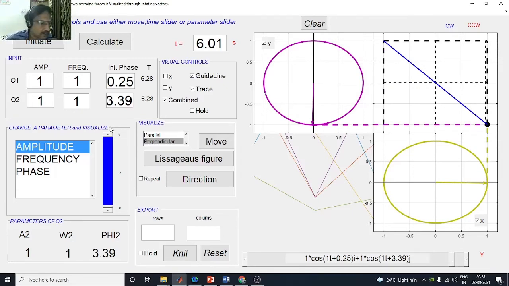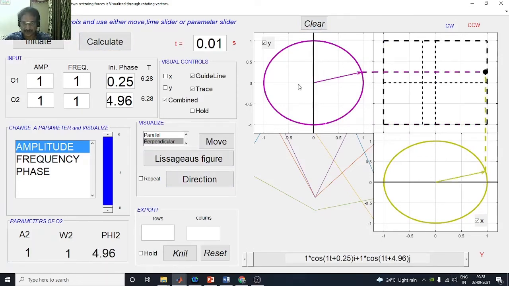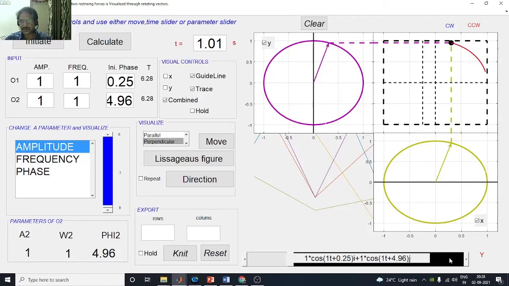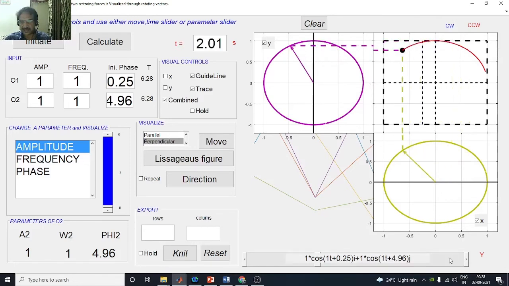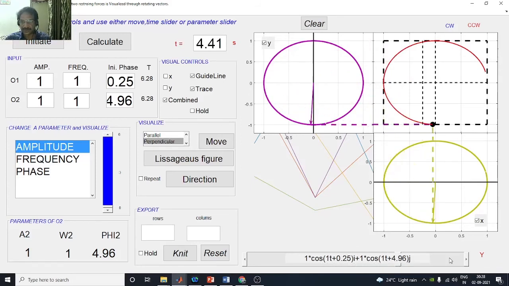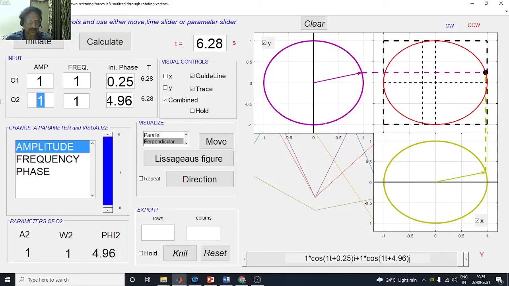Let's go to 3 pi by 2, 4.96. So the phase difference will be 3 pi by 2. The initial phase of the second oscillator is this, while the first oscillator remains same. Let us see what happens. So now see, the motion is counterclockwise and it appears like a circle. Yes, it is a circle. So when the phase difference is 3 pi by 2 and amplitudes are equal, it will be counterclockwise.